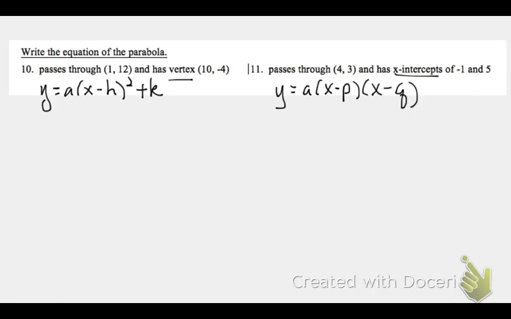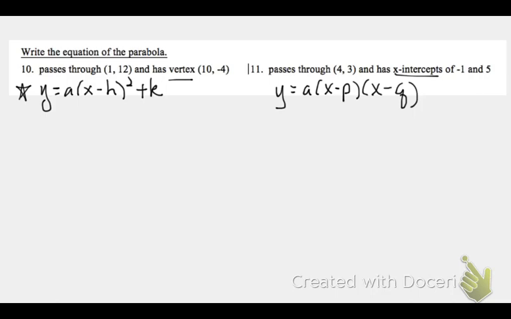Look at numbers 10 and 11. You want to write the equation of the parabola. So if we read these problems, it will tell us how to work them. Number 10 says that the parabola passes through the point (1, 12) and has a vertex of (10, -4). So that means you're going to use vertex form of a quadratic equation to write it.